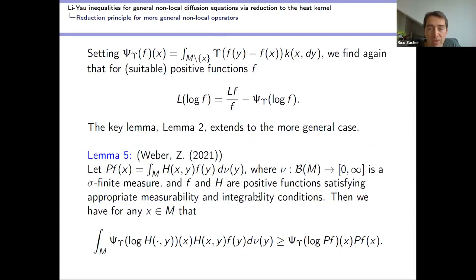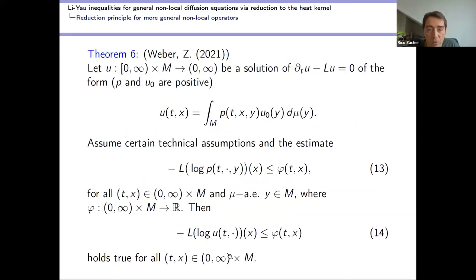It's the same structure, so you can also prove the reduction to heat kernel principle. You can define the function upsilon as before. We have the same chain rule for the operator L, and you also have a generalization of the key lemma I showed you before, where you move out the integral. Everything can be generalized, and so in the end we get a more general result.